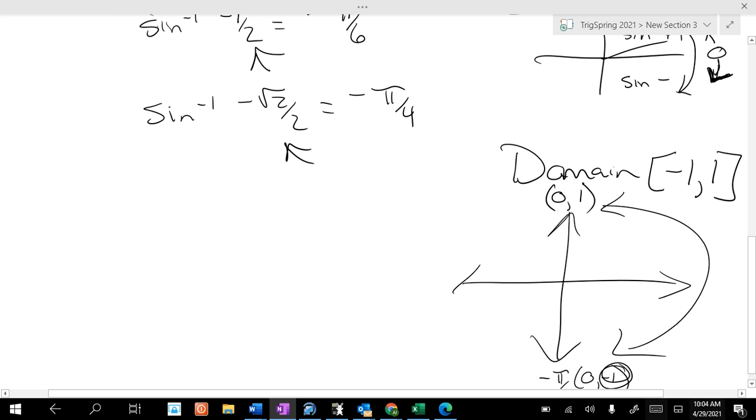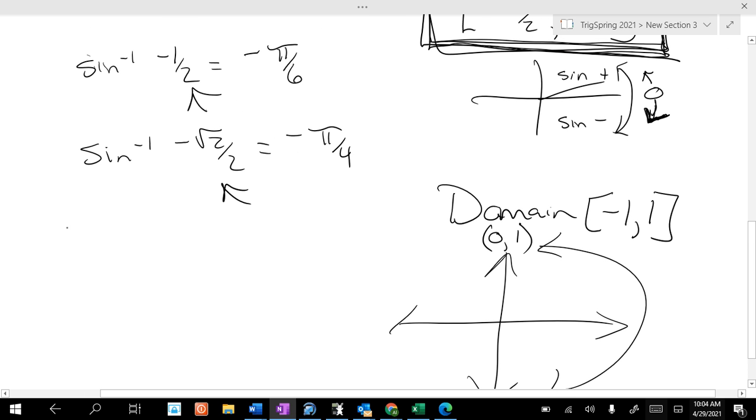So the domain here is that. I could find the inverse sine of 1. What is the inverse sine of 1?